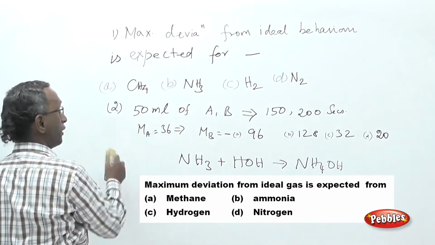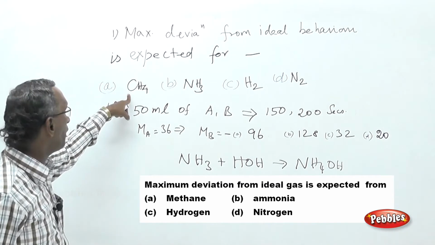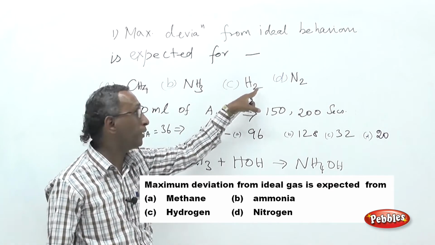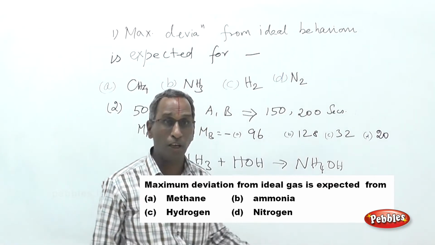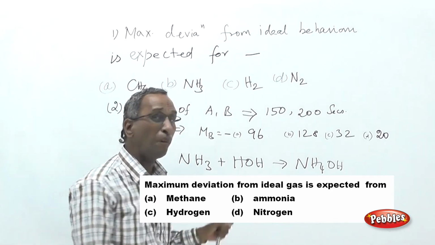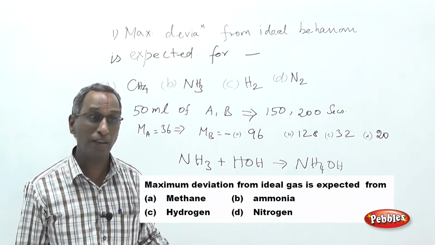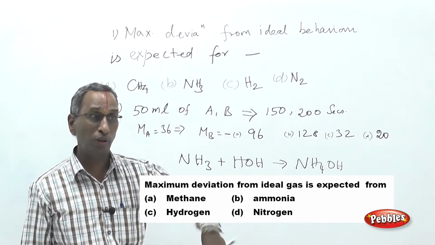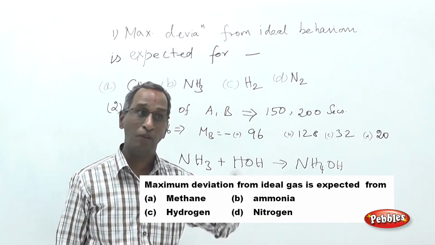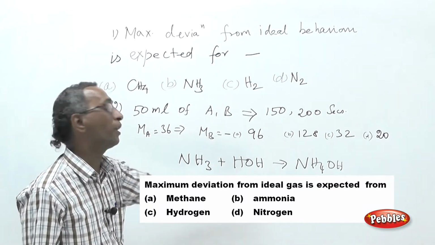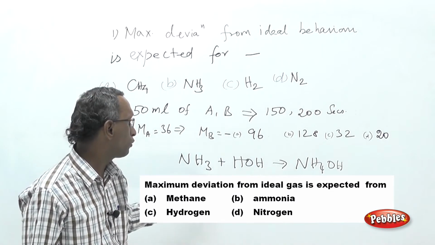Whereas for the other three gases, there is no reaction between methane and water, no reaction between hydrogen and water, no reaction between nitrogen and water. So methane, hydrogen and nitrogen are called permanent gases. Permanent gases means they retain their mobility even in water medium. So they will definitely escape from water. But in the case of ammonia, if it is mixed with water, water molecules will attract it.